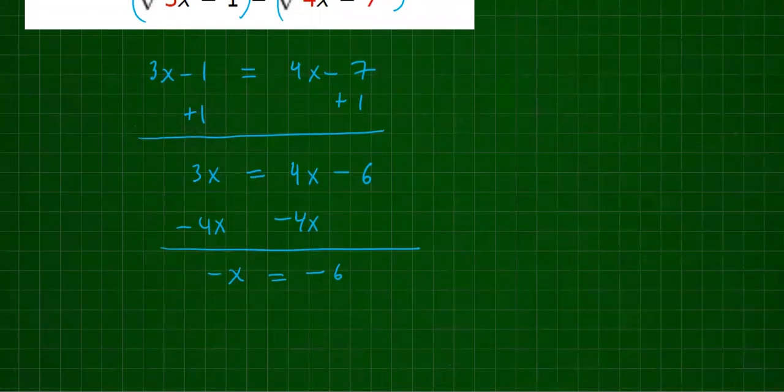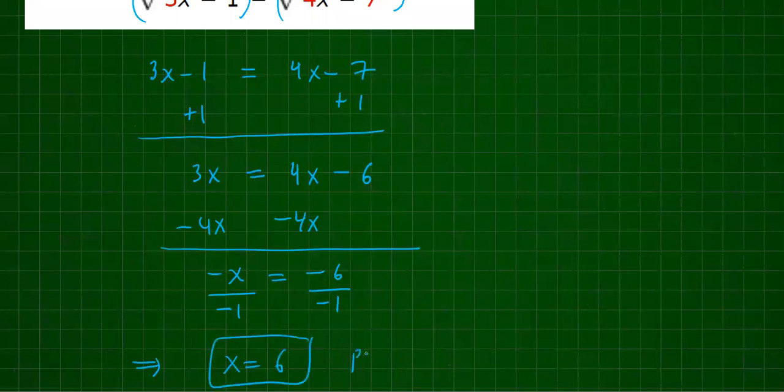Now to finally isolate x, we can divide or multiply by negative 1. I'll go ahead and divide by negative 1. So finally, we get x is equal to 6. Now this is a possible solution. What that means is you have to do the check, because we want to make sure we have the correct answer. So we're going to check by plugging this into our original equation.